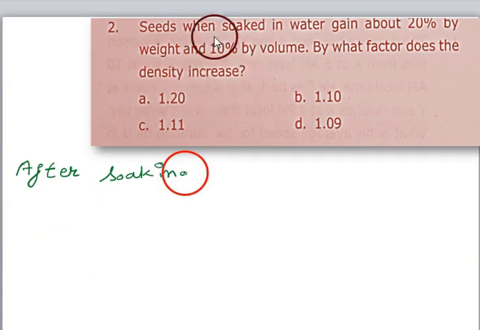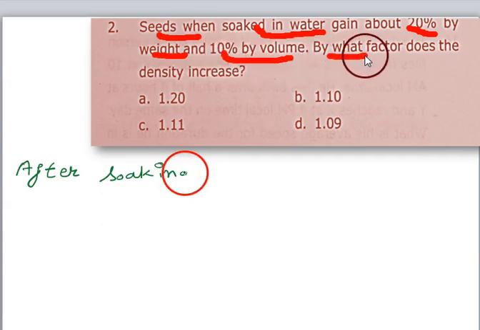The question is, seeds are soaked in water, and they gain 20% by weight and 10% by volume. And the question is, by what factor does the density increase? So I'm giving you time to think. I'll count to 10. 1, 2, 3, 4, 5, 6, 7, 8, 9, 10. No answers? So check the solution.